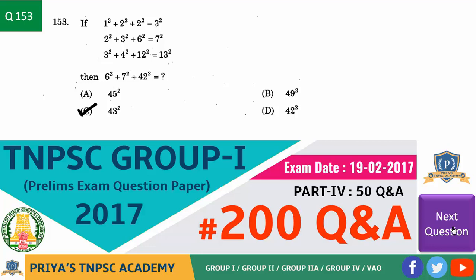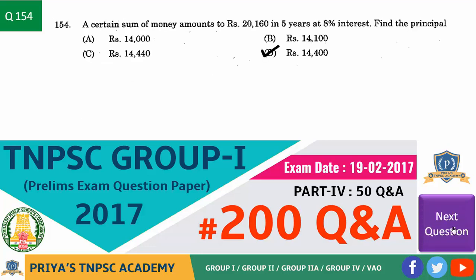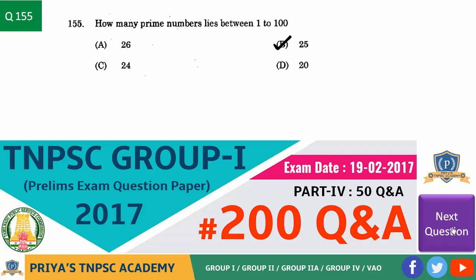Next question. A certain sum of money amounts to rupees 20,160 in 5 years at 8% interest. Find the principal amount. The answer is option D, rupees 14,400.